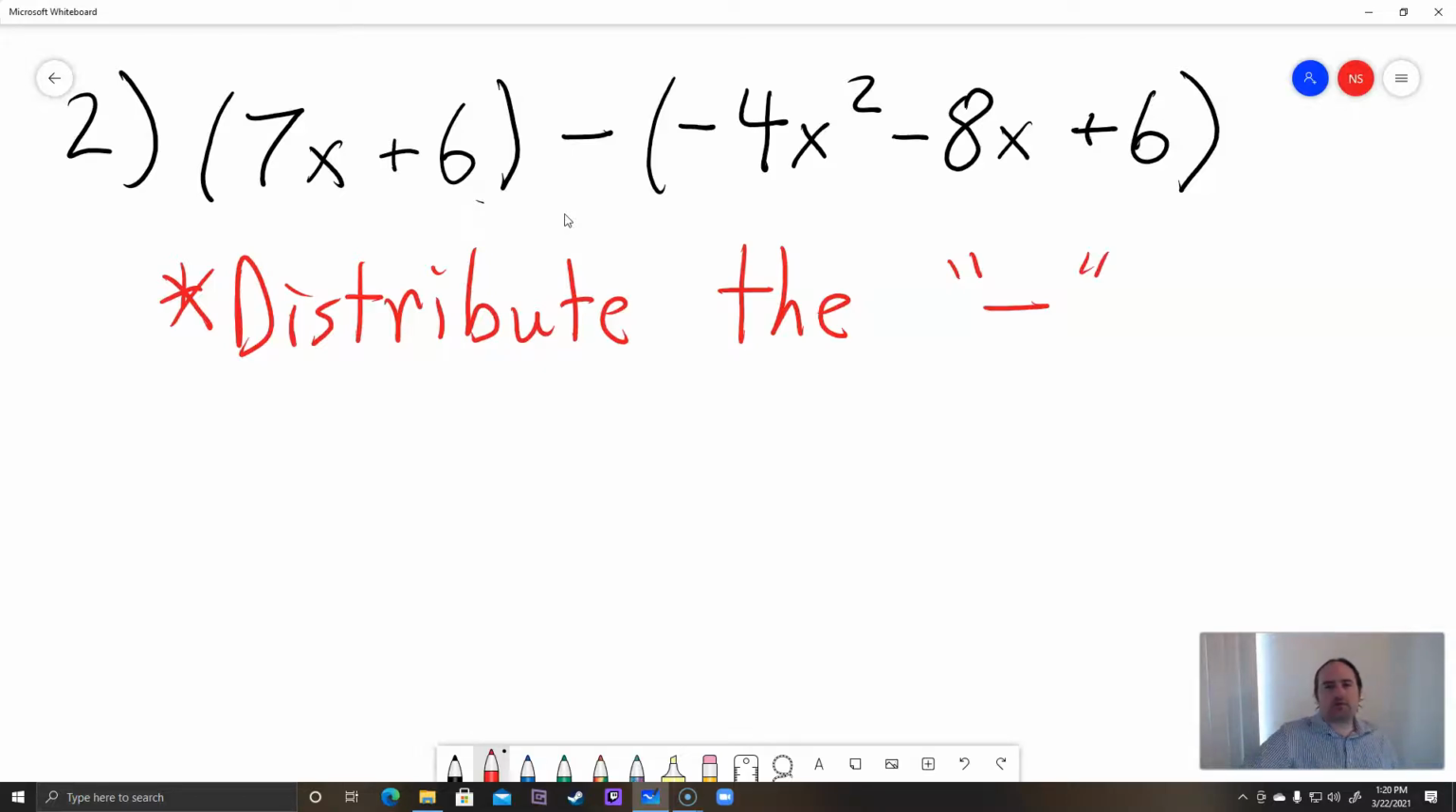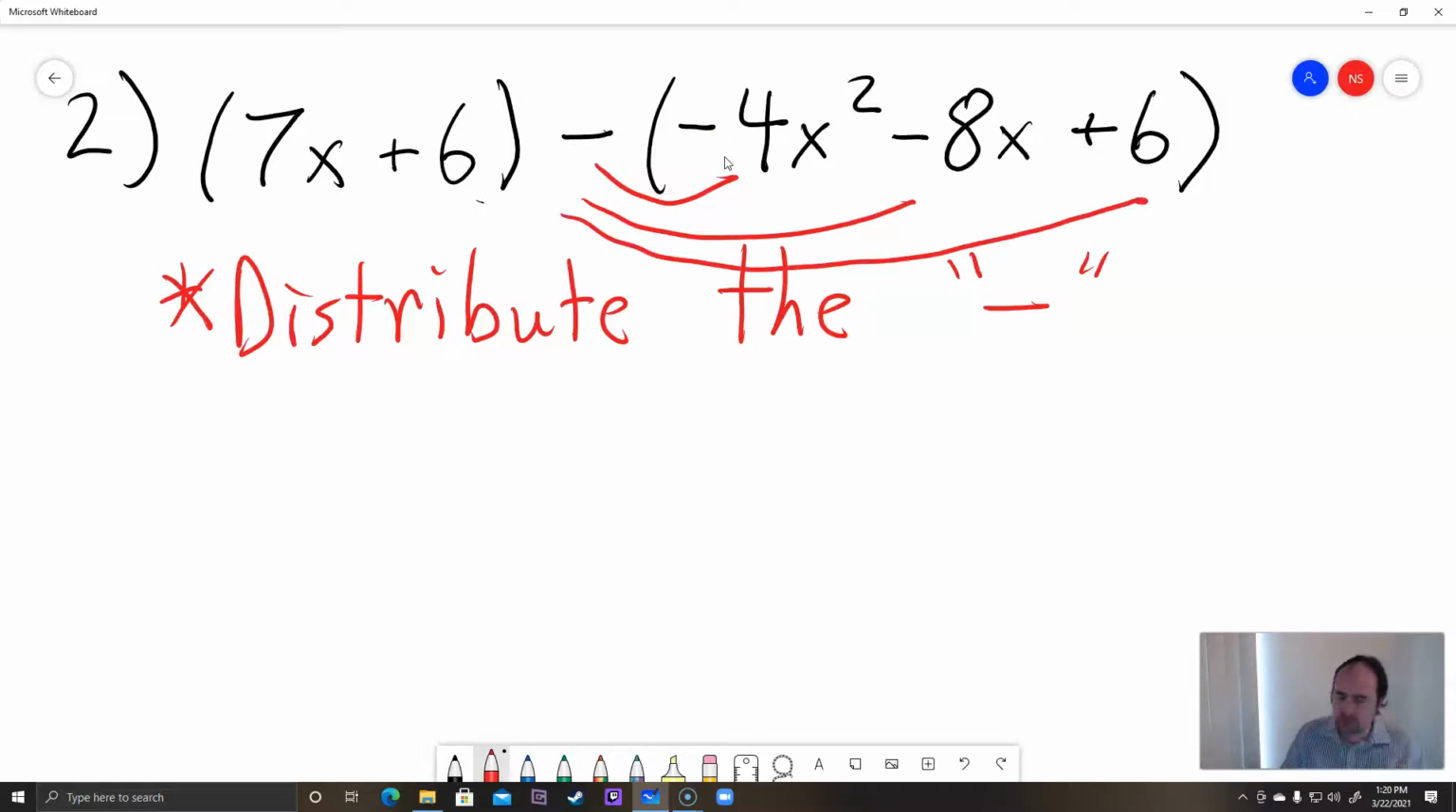Okay, and of course there's only a minus in front of the second polynomial, not the first polynomial. So we're only going to be distributing it to the second polynomial. But you have to distribute it to each term, not just the first term. Here we're going to distribute the minus to all three of those terms. And when you distribute a minus, all that does is switch all the signs of that second polynomial.